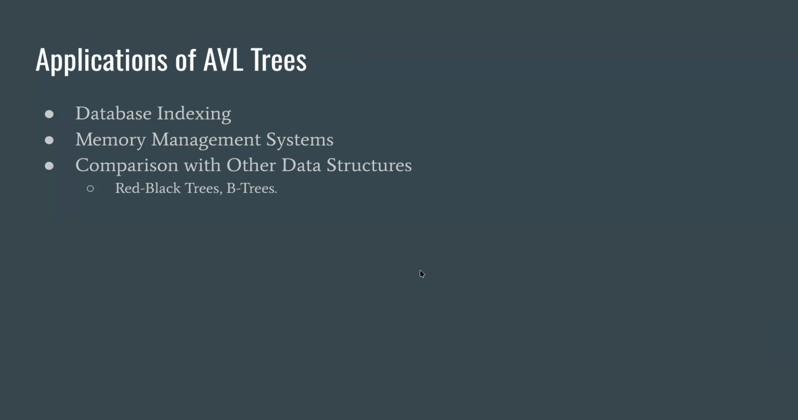Applications of AVL trees. AVL trees are used in applications where quick data retrieval is crucial. This includes database indexing to speed up query processing, and memory management systems. AVL trees are often compared to other data structures like red-black trees and B-trees, each having its own use case depending on the specific needs of an application.